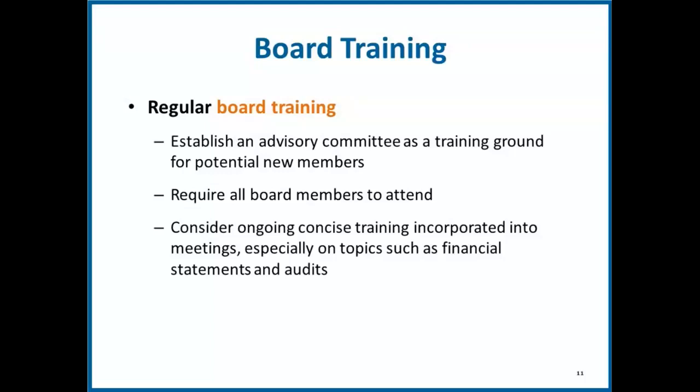Another thing with board training is you want to make sure that you require all board members to attend. We're going to talk a little more about keeping your board fresh and making sure people are attending. But you want to make sure that you're not making it an optional activity for board members, but that it's really incorporated into the regular meetings and is just a part of being on the board.